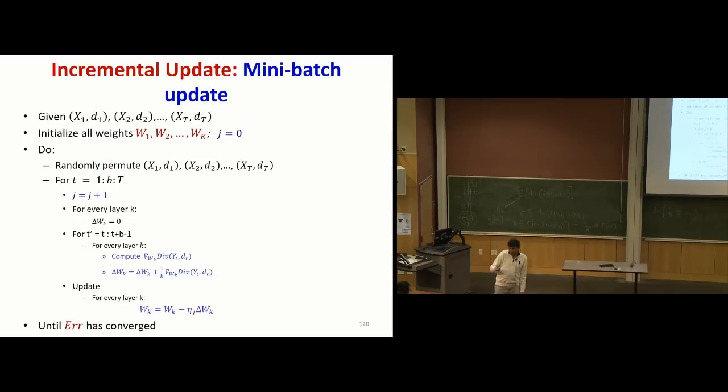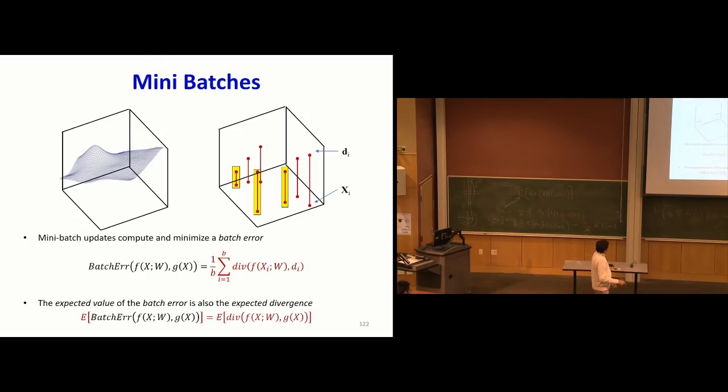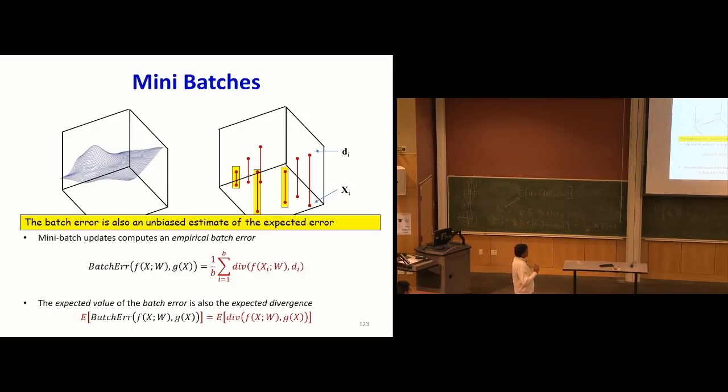This is what we call our mini batch update. And when you do this, here's what happens. Instead of updating things one step at a time, I'm actually going to be updating one batch at a time, where I compute the average gradient over the batch and then make the updates, right? So basically at each point, I'm going to be taking some random subset of my training instances, computing the average divergence over those guys, and that's what I'll be minimizing. And here's the nice bit. So this is the batch error over the mini batch. The expected value of the batch error is also the expected divergence. So the batch error is also an unbiased estimate of the true loss.